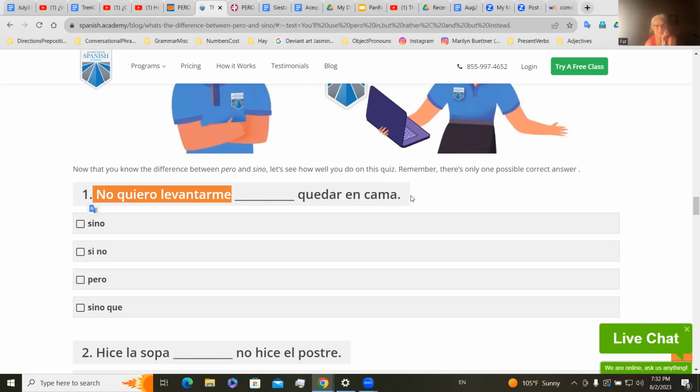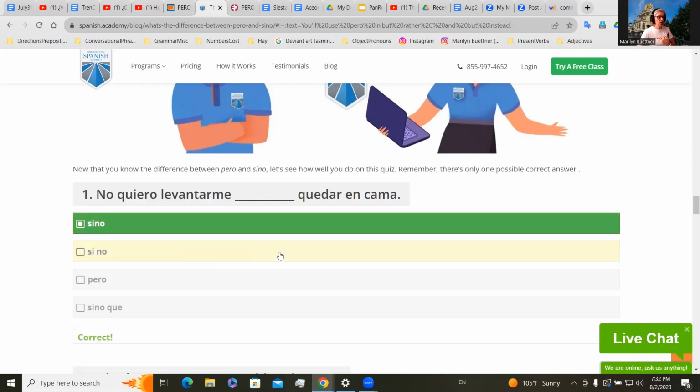What is this idea saying? How would we say this in English? I don't want to get up. I'd rather stay in bed. I don't want to get up, but instead, I'm staying in bed. Rather than has to be sino. Is your idea of getting up correct about me? No. It's like this idea of no quiero levantarme says, are you out of your mind? No, I'm not doing that. Right? Yeah, that's what that sentence is saying.